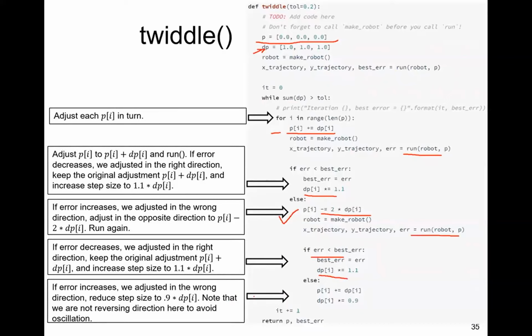So we could just reverse directions, but then you may be reversing and doing oscillation, never making any progress. So if you're always reversing, then the P pretty much stays around the same place. To avoid oscillation, we don't reverse the direction. Instead, we adjust the step size. We reduce the step size.